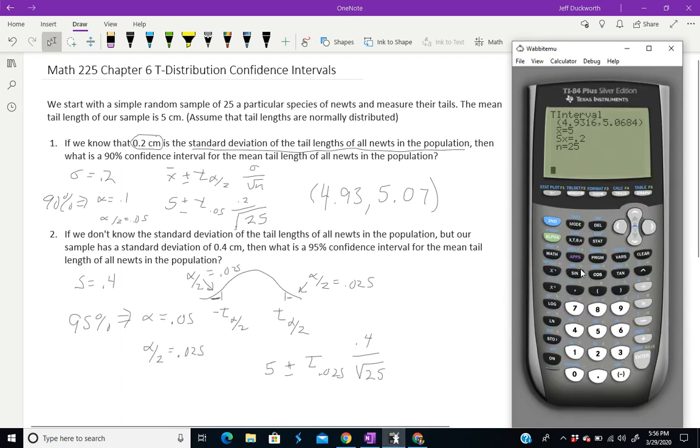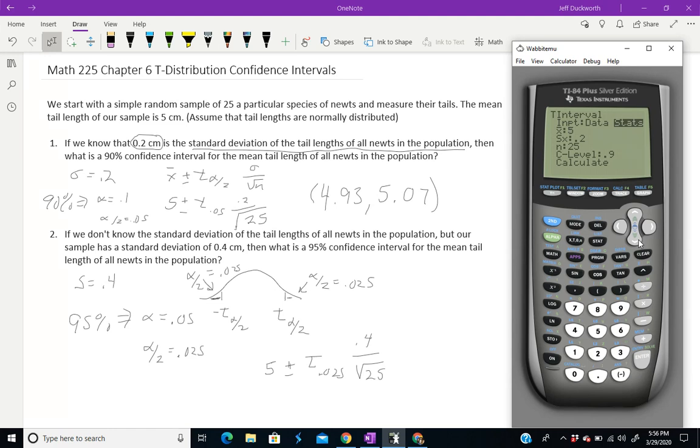All right, so we're going to go back into the same spot. We hit the stat button, and then we arrow over to tests, and we go down to the T interval. All right, so if you notice, all of the same information that I had a moment ago is still there, and the calculator will save your last stuff in whatever function you're using.